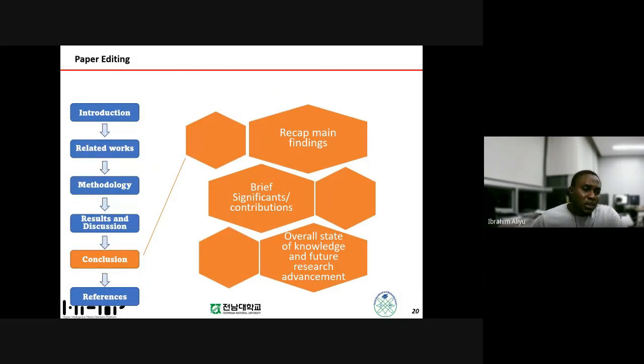Then conclusion, you recap. In conclusion, you are expected to recap your main findings, their significance and contribution, an overall state of knowledge and future advancement. So what I want to make clear here is some people in conclusion summarize. They summarize their work and then send it out to top journals. They said, this is not a conclusion, this is a summary. Why? Because you simply recap what you have done instead of main findings.